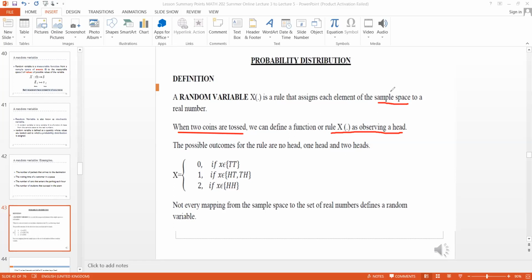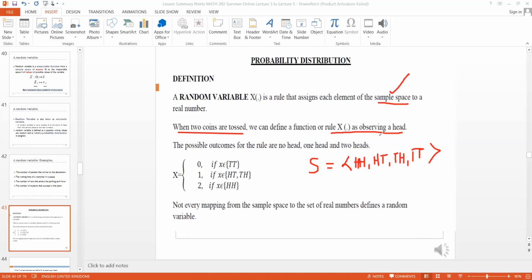So first we need to identify our sample space. We need to write it out. So if we have two coins tossed, then the sample space of such an experiment is going to be head, head. We have head, tail. We have tail, head. And we also have tail, tail.